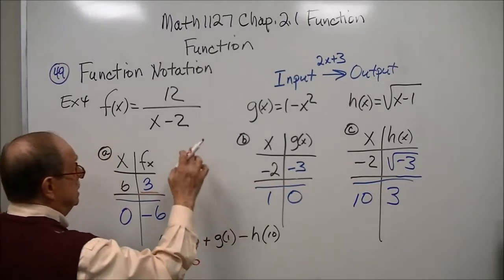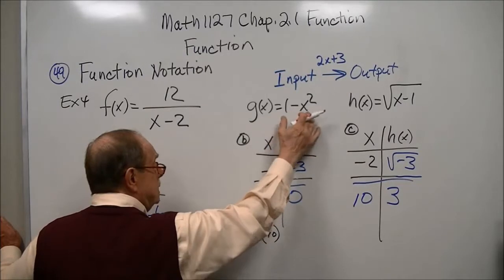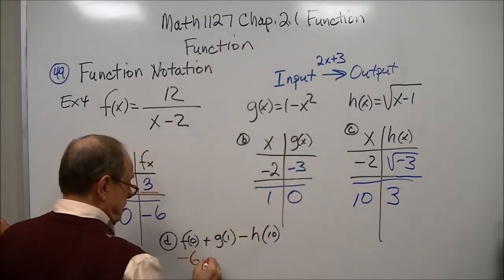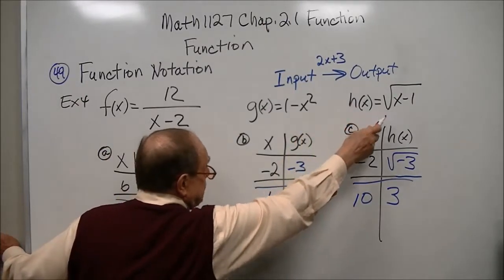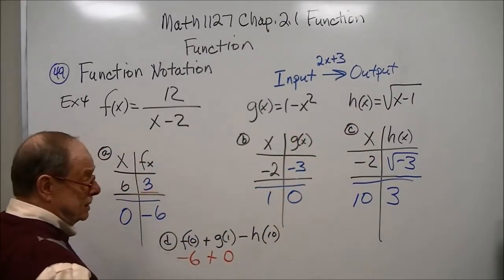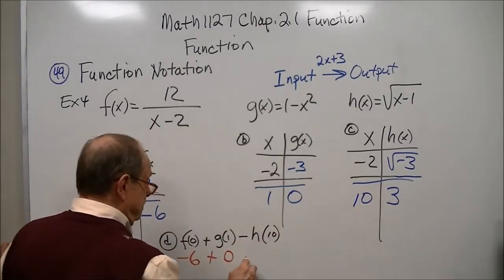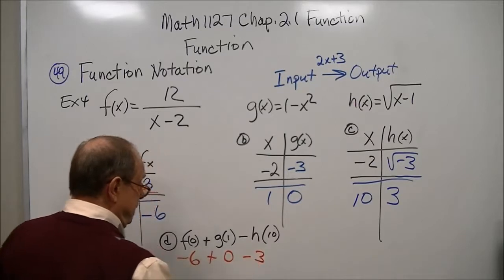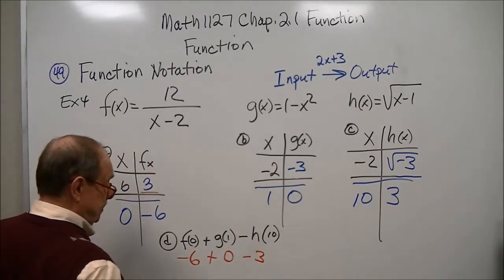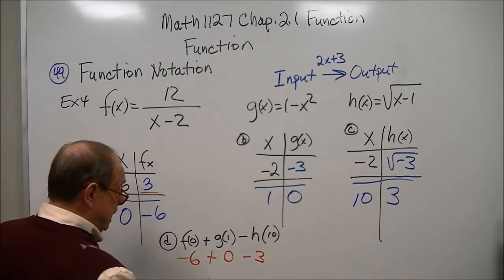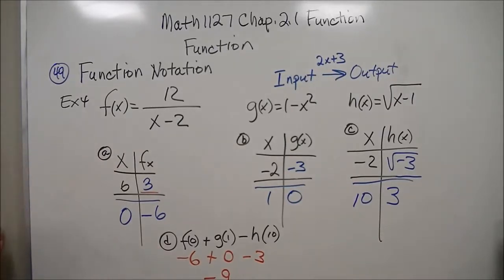Now, if I put a 1 here, if I square 1, I get 1. 1 minus 1 is 0. And then if I put a 10 there for x, 10 minus 1 is 9. And the square root of 9 is 3. So I'll put a -3 there, because it says negative. So now I add these up, and I end up with a -9 as the answer to letter D.